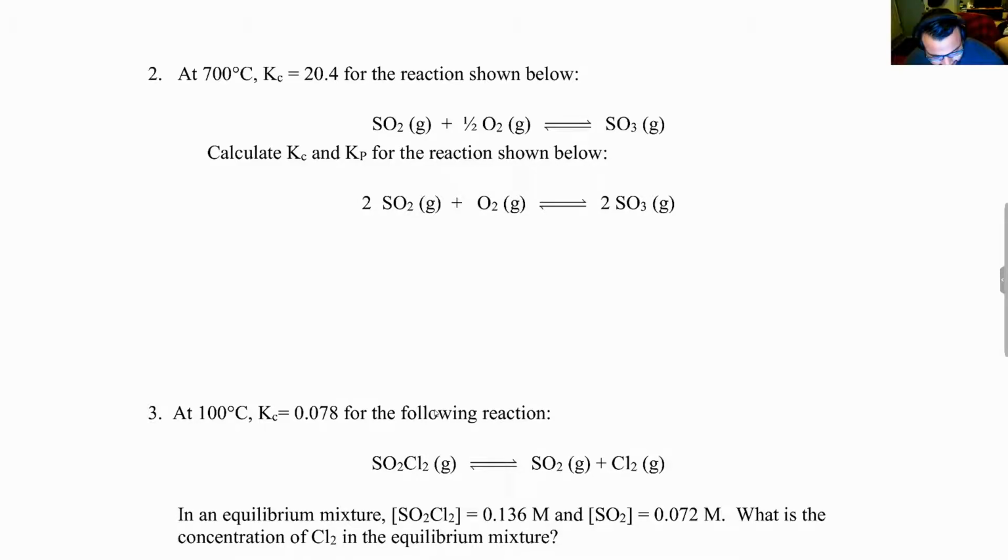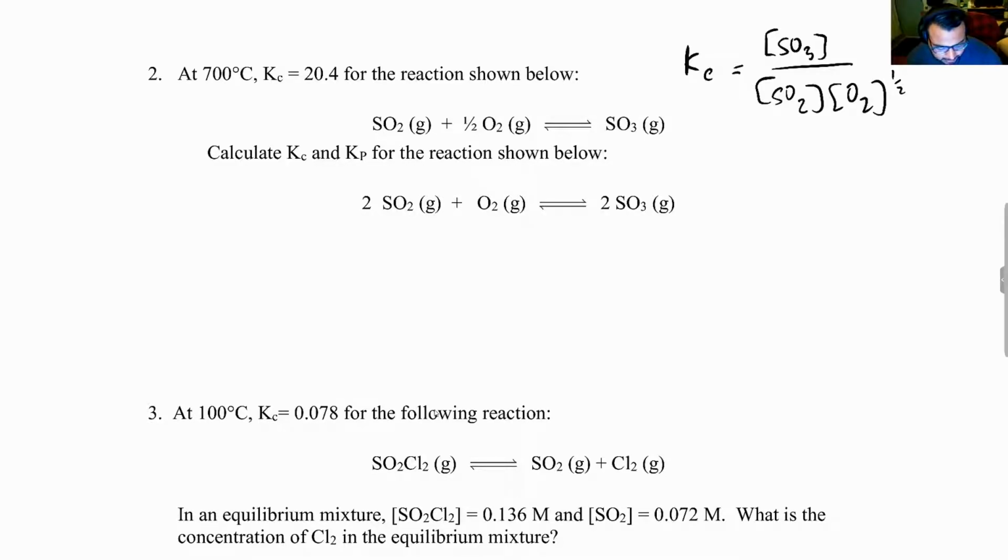So at 700 degrees Celsius, our Kc value is given to us with a value of 20.4. If you remember, Kc is equal to the products over the reactants. That would be SO3 over SO2 and O2 to the 1/2 power, right? It might help to have that relationship and know that that is what Kc stands for.